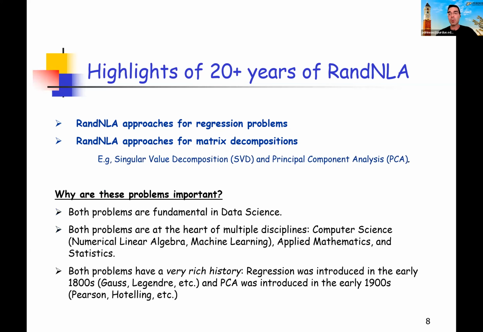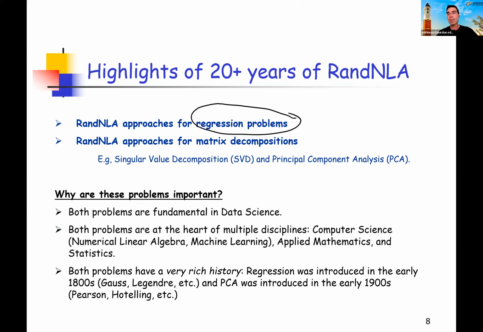And both problems are important. They are fundamental in data science. They span multiple disciplines, and they've been around for a while. Regression was really invented, if you will, by Gauss and Legendre back in the 1800s, when they were trying to measure the trajectory of asteroids. Then matrix decompositions like principal components analysis go back to the time of Hotelling and Pearson in the early 1900s.